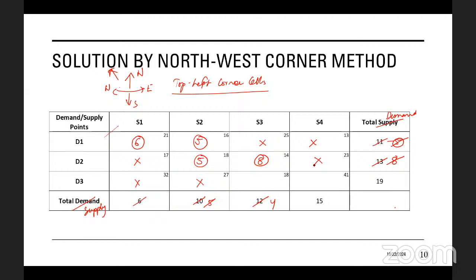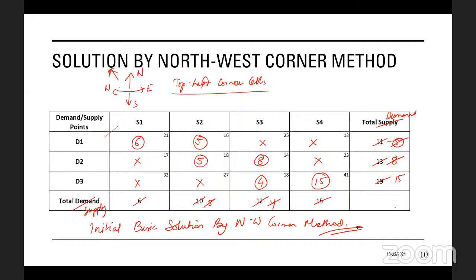Once this is done, we can make a maximum allocation of 4 in the cell D3S3, which will strike this out, and 15 will remain. So 15 and 15 balance here. So this is the initial basic solution by the northwest corner method. By this algorithm, we can find the initial basic solution.